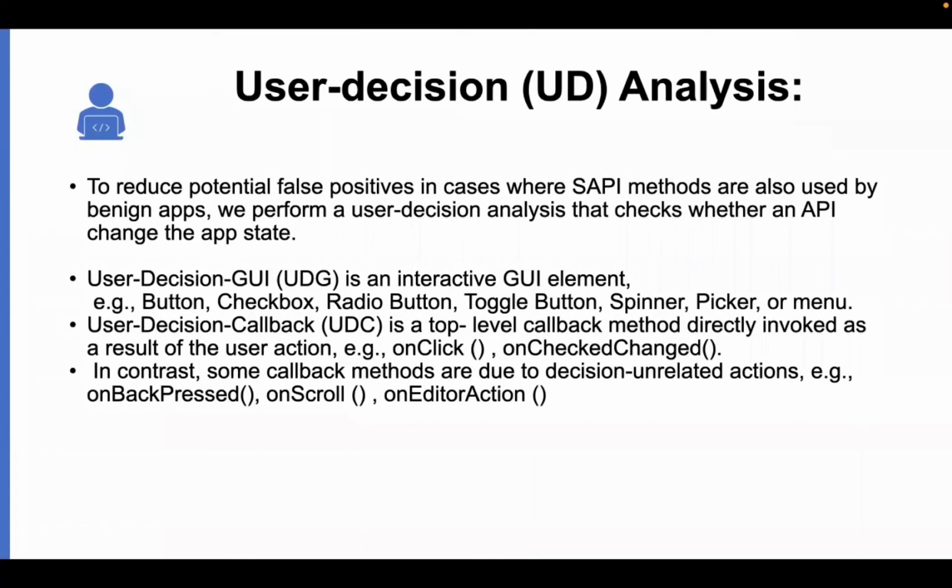For example, button, checkbox, radio button, toggle button, spinner, picker, or menu. A user decision callback, or UDC in short form, is a top level callback method directly invoked as a result of the user action. Examples for UDC are on click, on check changed. In contrast, some callback methods are due to decision unrelated actions. Examples for this are on back pressed, on scroll, on editor action, etc.